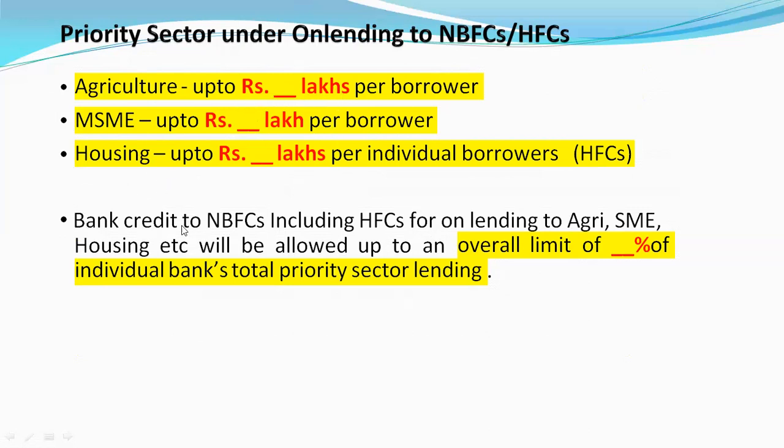Okay, and here bank credit to NBFC including HFCs for on lending to agri, MSME, housing, etc. will be allowed up to an overall limit of dash percent of individual bank's total priority sector. तो फ्रेंड्स जो इंडिविजुअल बैंक है उसके टोटल प्रायोरिटी सेक्टर का कितना परसेंट जो है बैंक ऑन लैंडिंग में दे सकती है. ओके, अदरवाइज व्हाट विल हैपन, ऑल द बैंक्स विल ओनली गिव द ऑन लैंडिंग loan to NBFCs. So that is also not good. Okay, so let's see what is the correct answer for this question. And this part is very important because from on lending also nowadays questions are asked. Let's see the right answer.